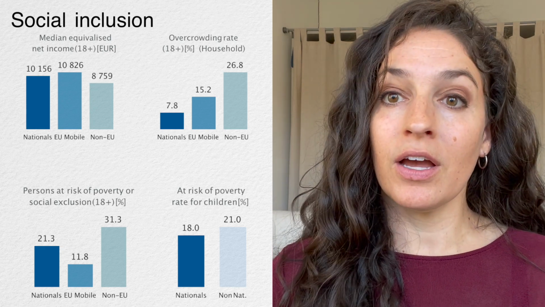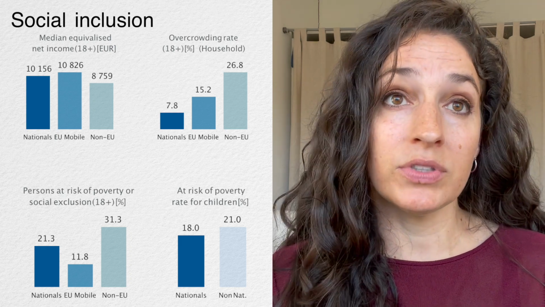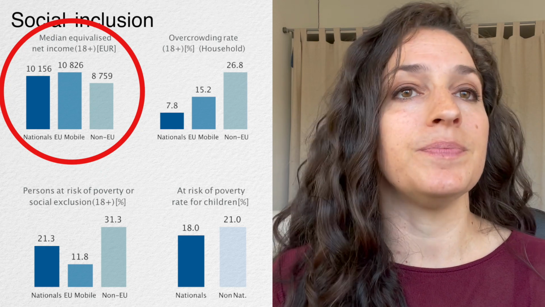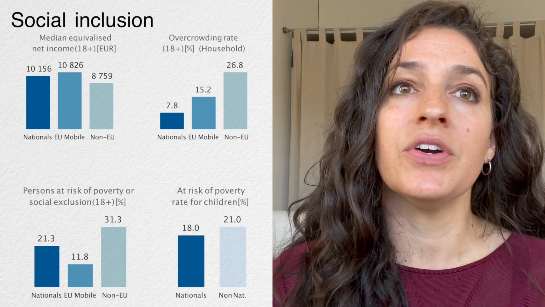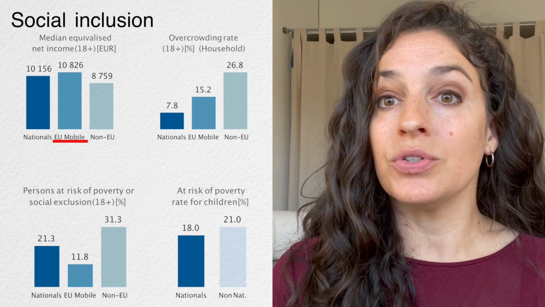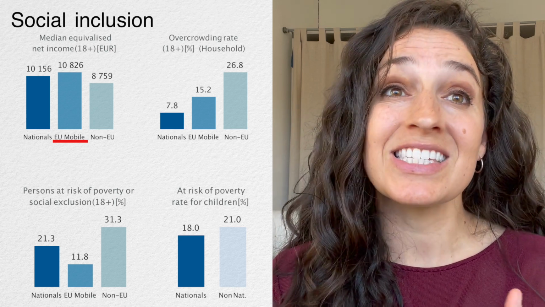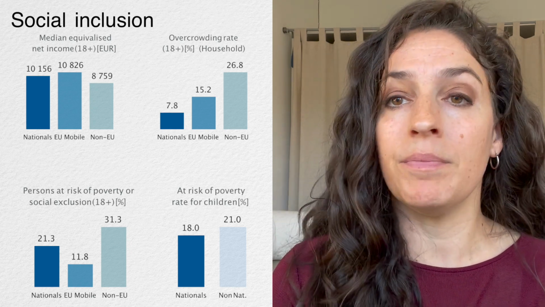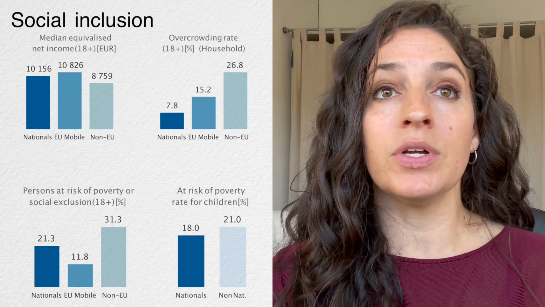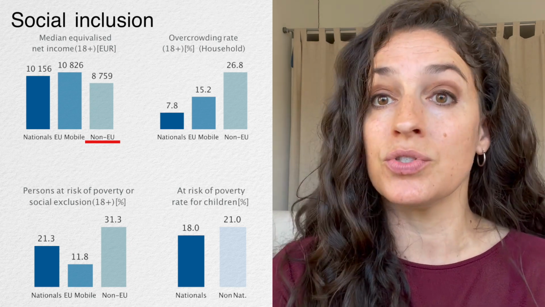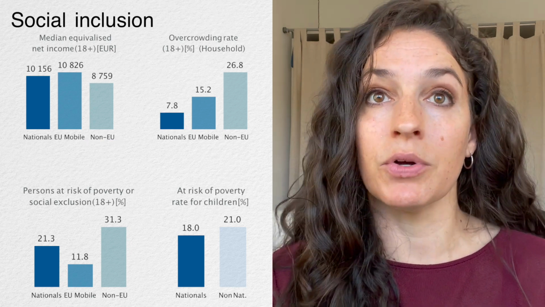Now we can turn and look at some indicators of social inclusion. And a very important and first indicator that we often look at is the median income in the country. And what we can see here is that actually EU nationals who are immigrants in Portugal have a slightly higher income than nationals, although there's not a big difference here. And immigrants coming from outside of the EU have a slightly lower income than both nationals and EU immigrants.